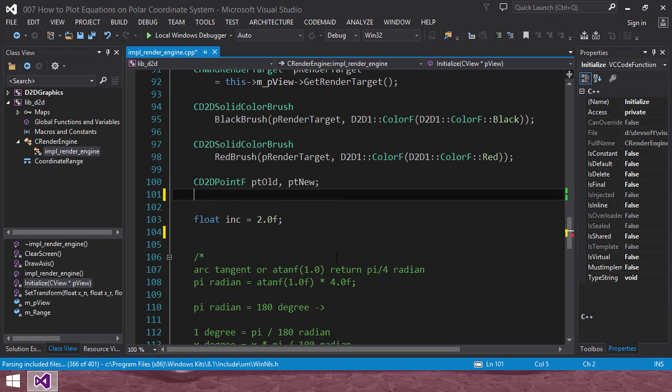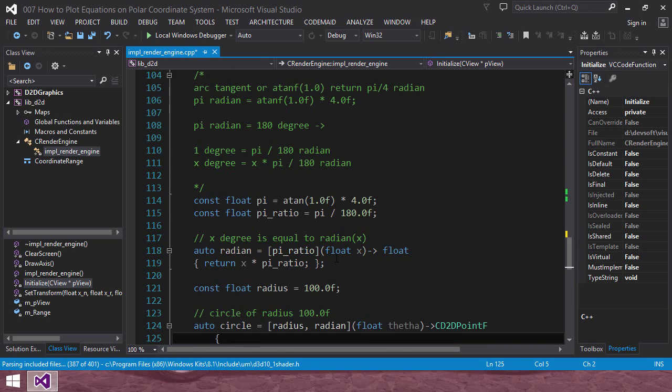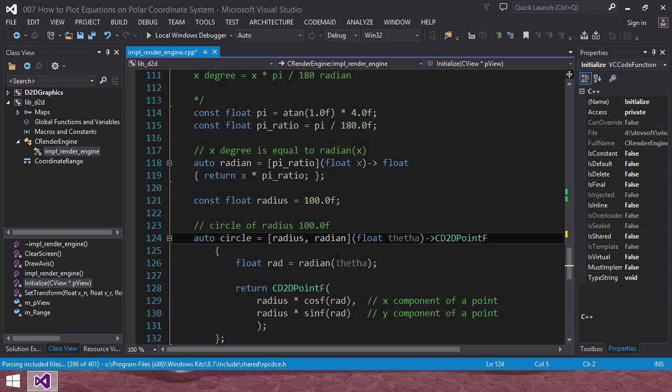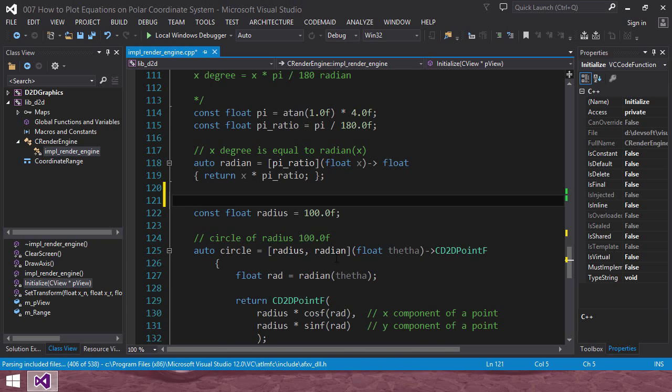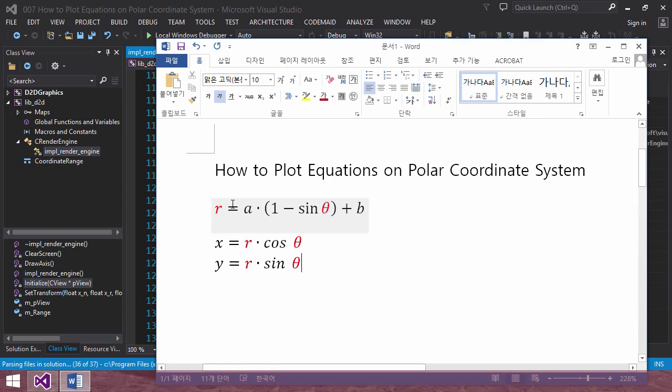Okay, we will keep it, and we don't need a circle. Instead, we have to change radius. If we see this equation again, r is variable now. Theta is the independent variable. I'm Korean, I don't know how native speakers pronounce theta. Theta, whatever. So I will call it theta. Okay, theta is the independent variable and r is the dependent variable.